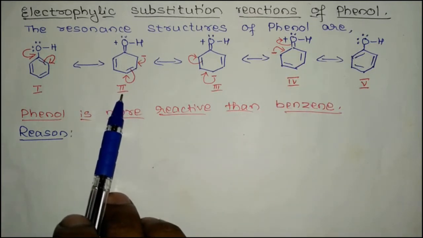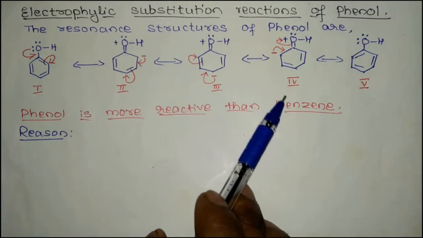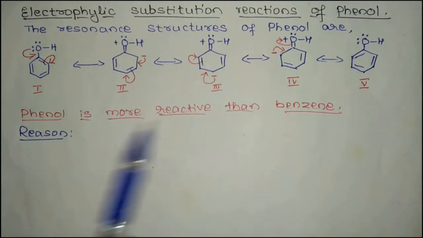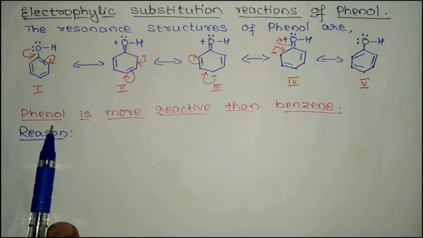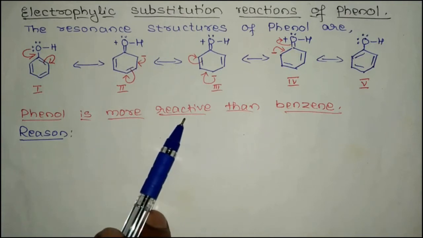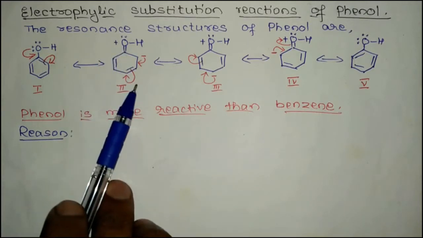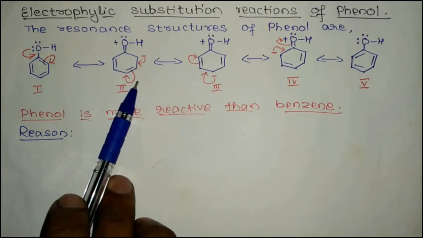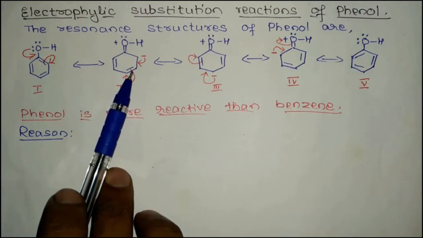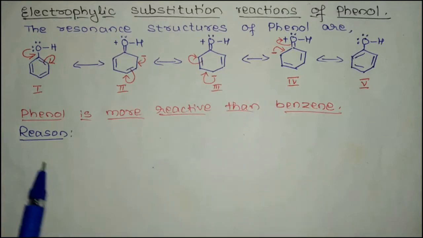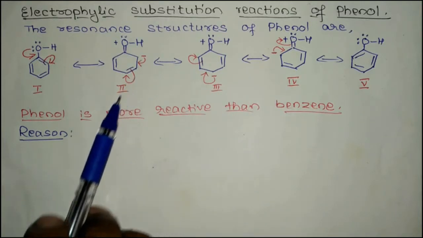and these canonical structures, the resonance structures second, third and fourth, indicate the increased electron density in the ortho as well as para position. Now let us see why phenol is more reactive than benzene. From the above structure, it is clear that OH group donates a pair of electrons to the benzene ring. Hence, electron density on the benzene ring goes on increasing.